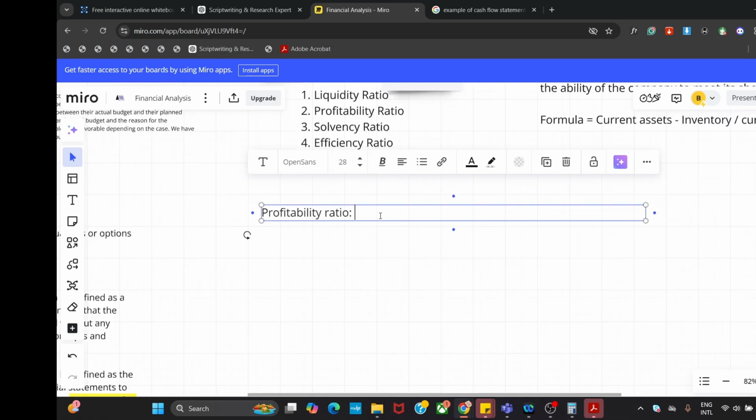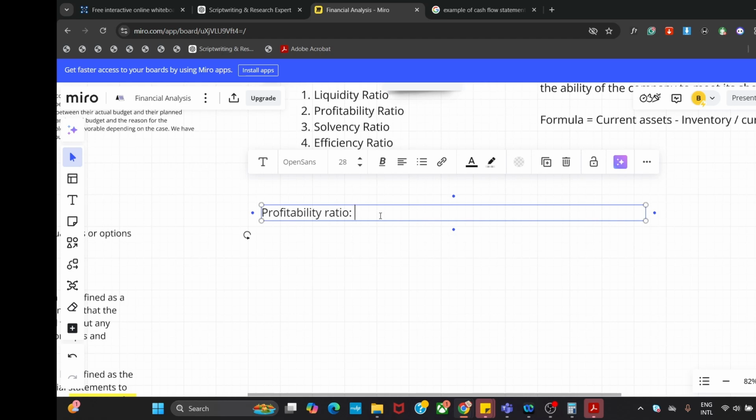So the next ratio we are going to be looking at is the profitability ratio. Like the name implies, the profitability ratio shows the ability of the company to generate profit from its operations. One thing you need to understand is that the end goal of every company is to make profits at the end of every accounting year. So the profitability ratio shows the company whether or not they have made a profit for a given accounting year.